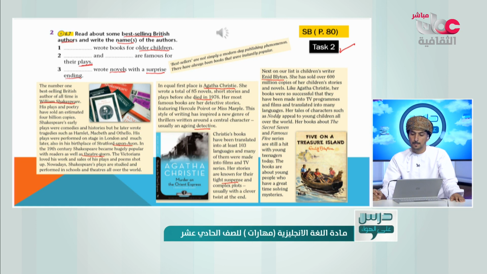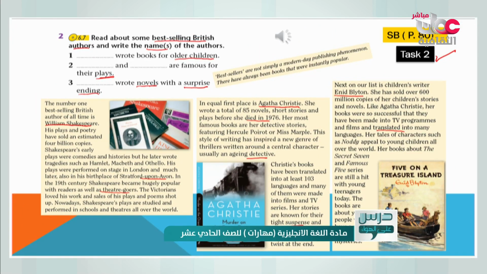Next on our list is children's writer Enid Blyton. She has sold over 600 million copies of her children's stories and novels. Like Agatha Christie, her books were so successful that they have been made into TV programmes and films and translated into many languages. Her tales of characters such as Noddy appeal to young children all over the world. Her books about the Secret Seven and the Famous Five are still a hit with young teenagers today. The books are about young people who have a great time solving mysteries.